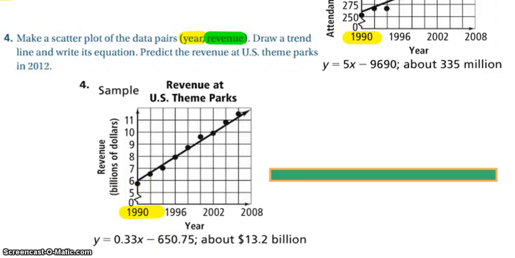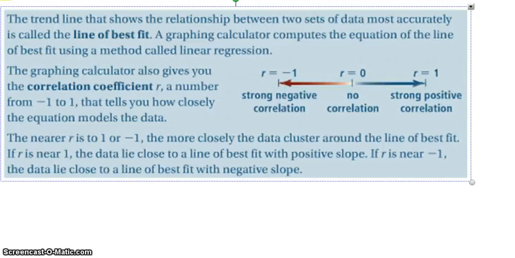So anytime our line of best fit has a slope of 1 or -1, we call that a strong correlation. A +1 slope would be a strong positive correlation, and a -1 slope, of course you can guess, is a strong negative correlation.